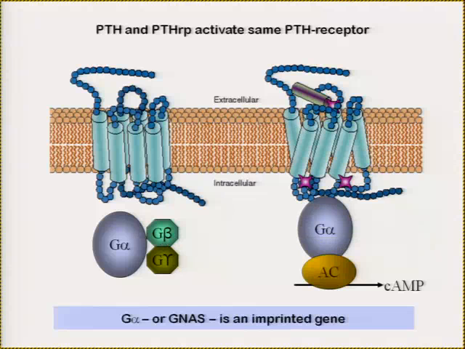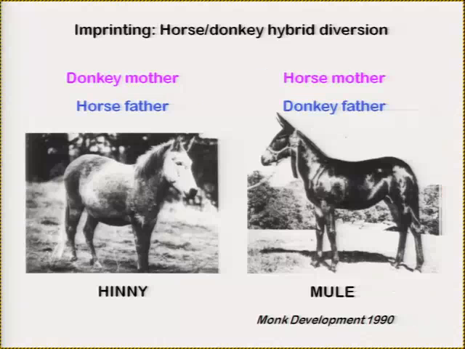Now, it turns out that this gene, GNAS, or the GNAS cluster, is an incredibly complex gene. It's a gene that's imprinted. I didn't learn about imprinting when I was in medical school because I don't think anybody knew about it. I thought imprinting was the little duckies following their duck mother, but that's not what imprinting is in medicine. So to give you the most fun example of imprinting is the idea of the horse-donkey hybrid.